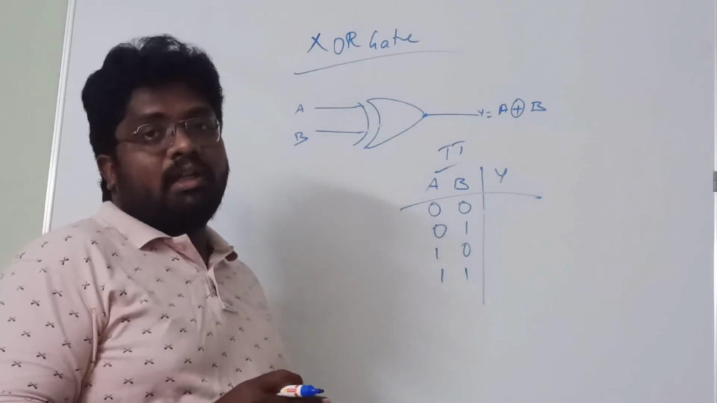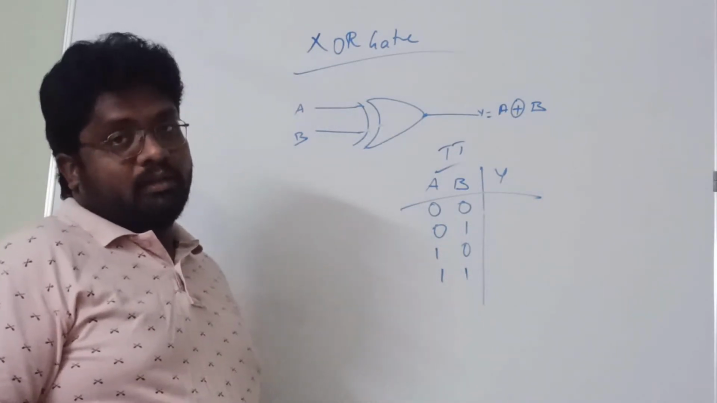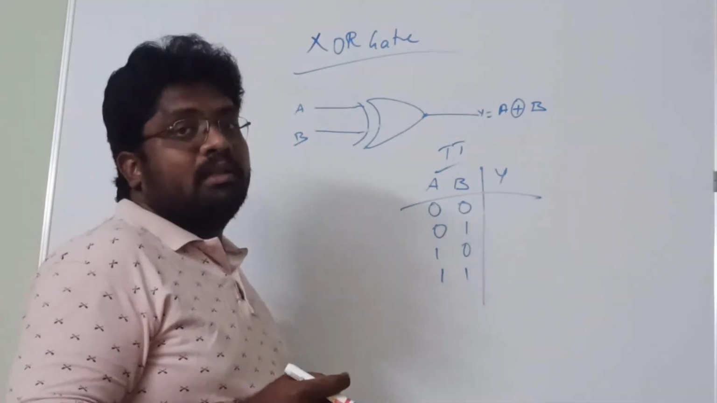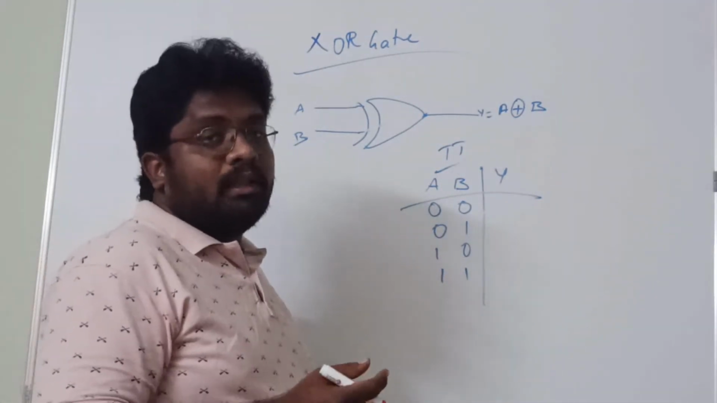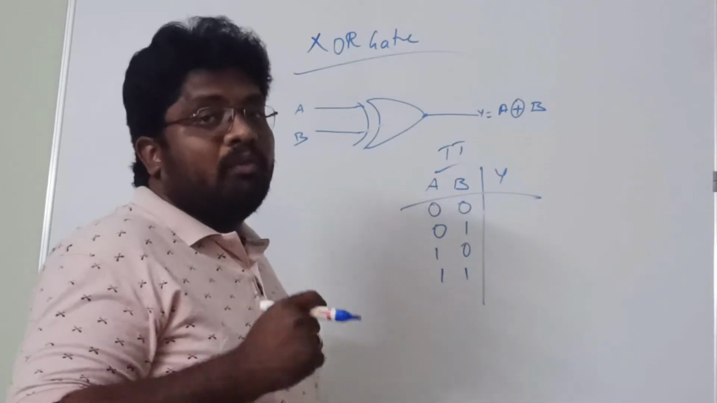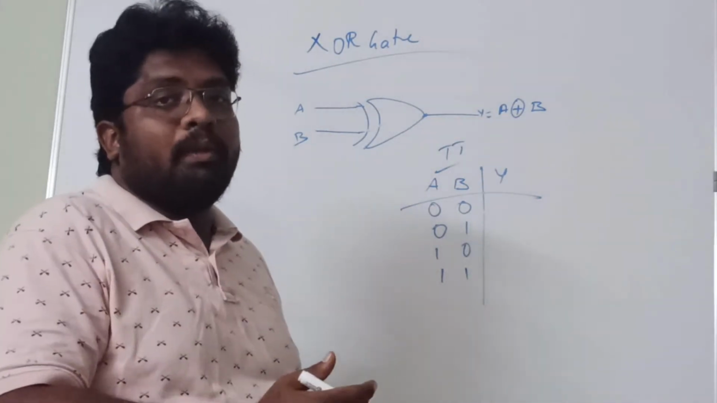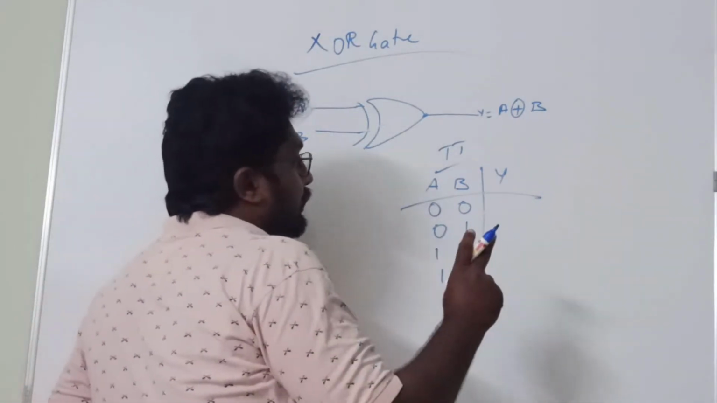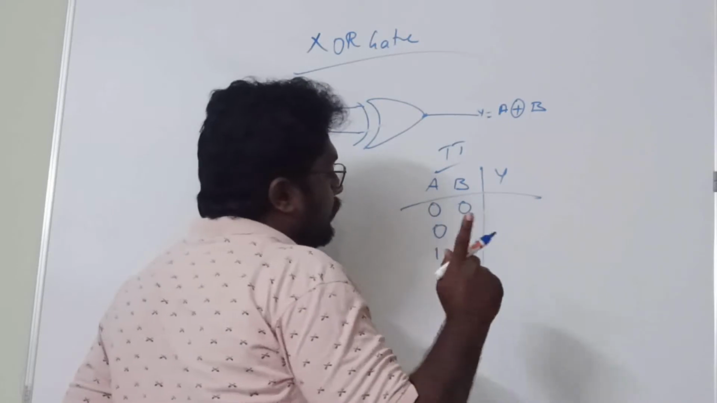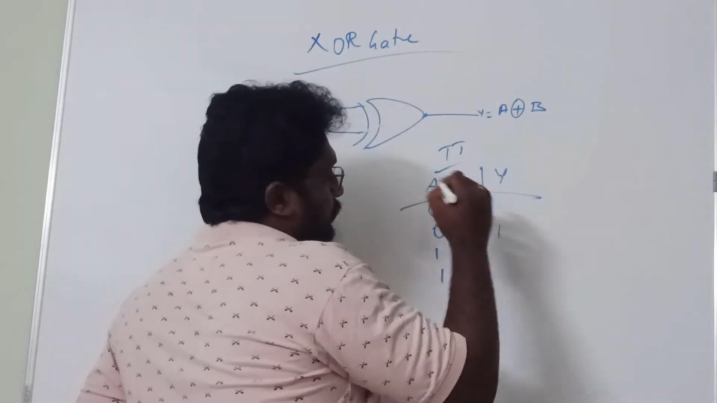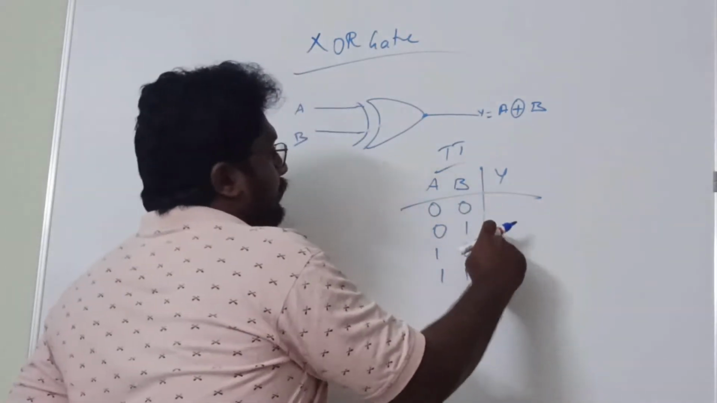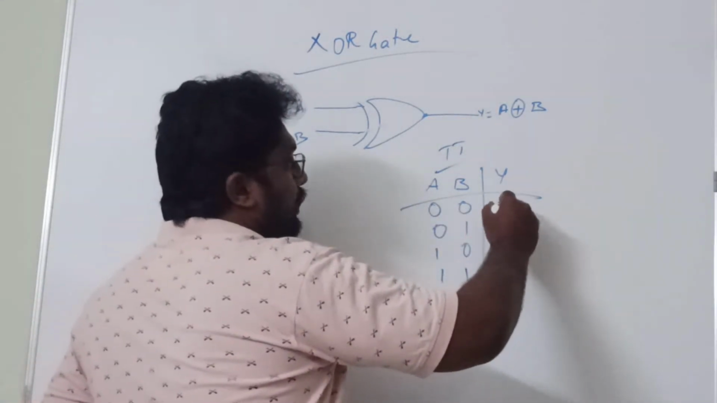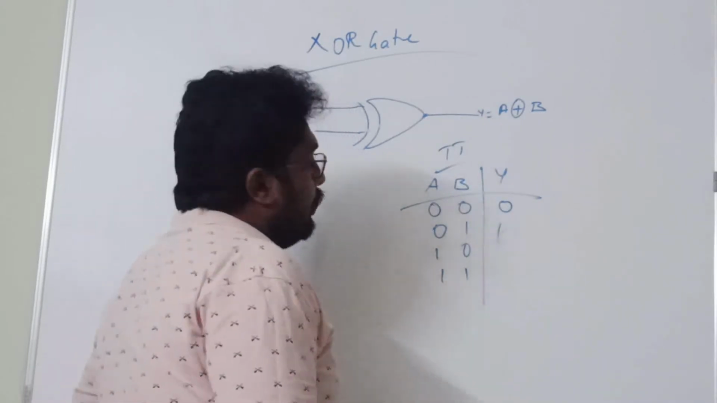As this XOR gate is an odd one detector, it means if we are having an odd number of ones in the inputs, then the output will be high, otherwise the output will be low. So see, for 0 and 1, here we are having one odd one, so the output will be 1. For the first one, 0 and 0, here we are not having any ones. So the output is 0.